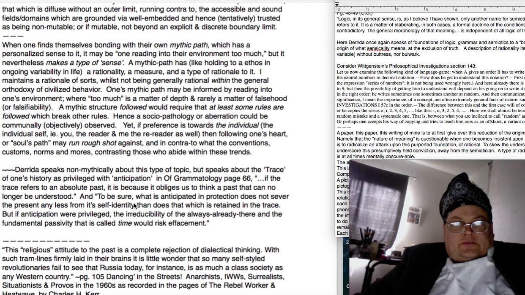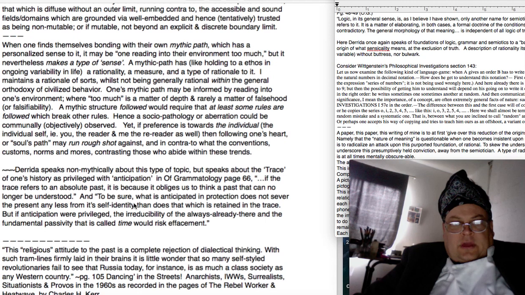When one finds themselves bonding with their own mythic path, which has a personalized sense to it, it may be one reading into their environment too much. But it nevertheless makes a type of sense, a mythic path, has, like holding to an ethnos in ongoing variability in life, a rationality, a measure, a type of rationale to it. It maintains a rationale of sorts while not being generally rational within the general orthodoxy of civilized behavior.